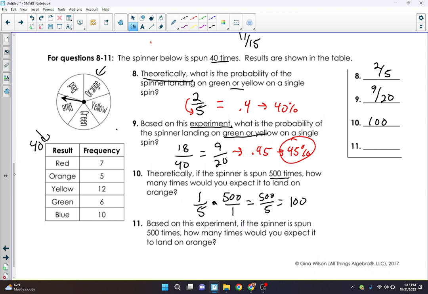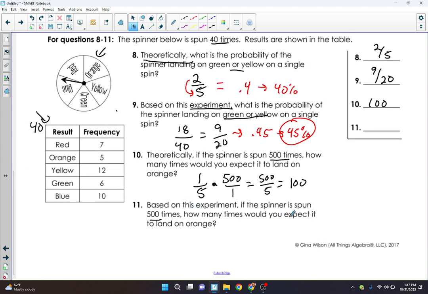Based on the experiment, if the spinner was spun 500 times, how many times do you expect it to land on orange? In this case, if the experiment is the table, I'm looking at it. I have 5 hits over 40 attempts, okay? Which I can simplify to 1 over 8. Then I times that by 500. So 500 divided by 8, which should be 62.5.